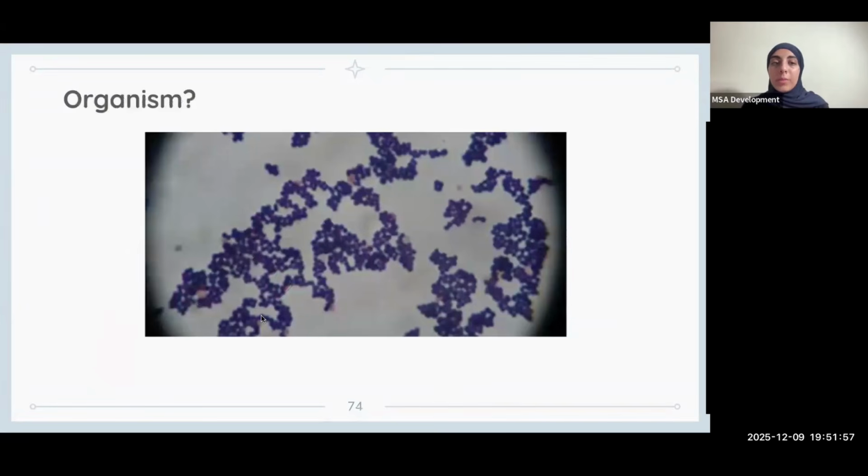Okay, next, this organism. I think we already saw the same exact picture, but yeah.